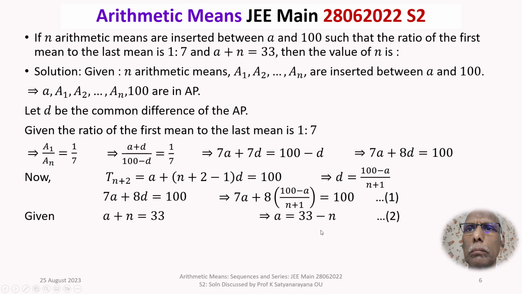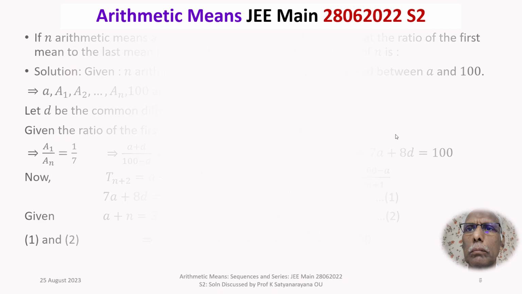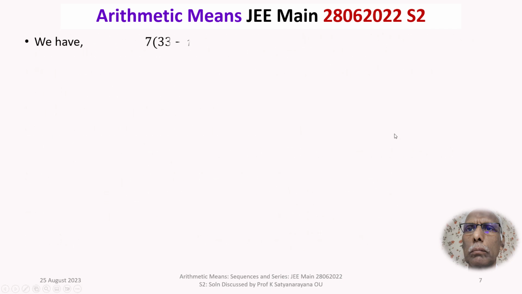Agreed. So take 1 and 2, and for a you substitute 33 minus n. So 7 into 33 minus n plus 8 into 100 minus a, in brackets 33 minus n, by n plus 1 is equal to 100. Take this and we simplify in the next slide.